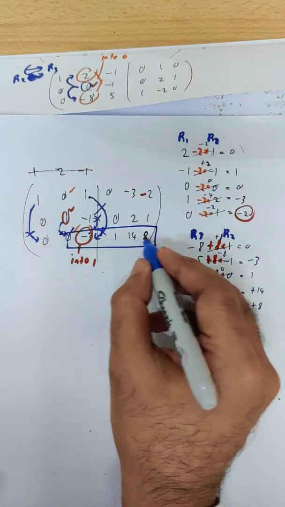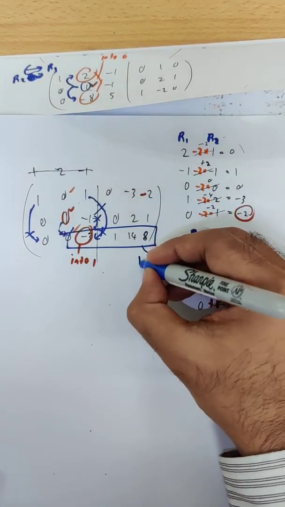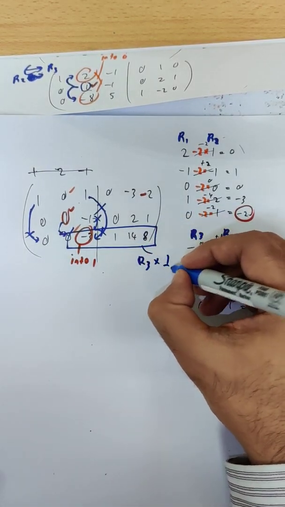Negative 3, 1, 14, 8. I'm going to divide by 3. It's the same as multiplying, or in this case I would say row 3 times 1 over 3.